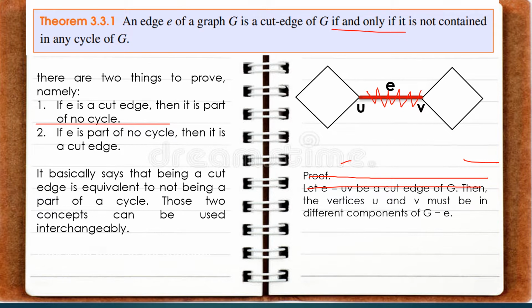So let's try to remove this one. When we remove E, what happens now is that U and V are in two different components. This is one component and this is another component. So this is our G minus E.